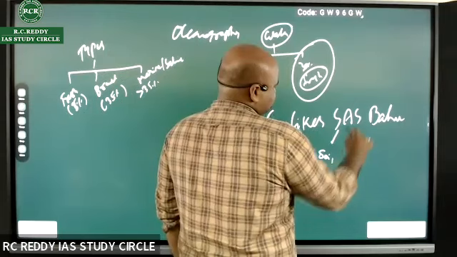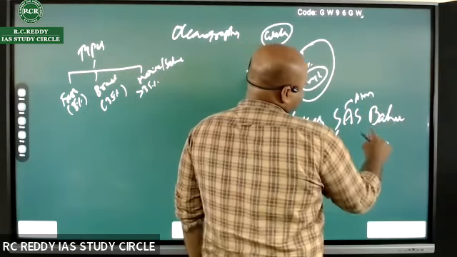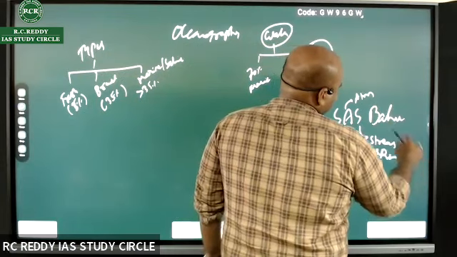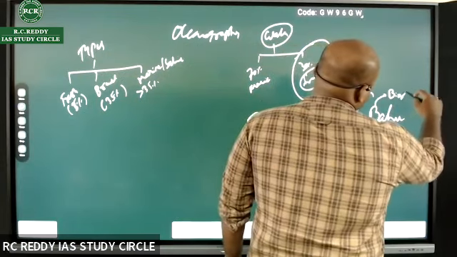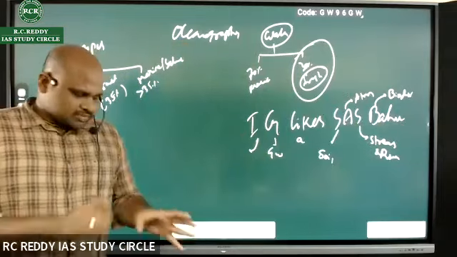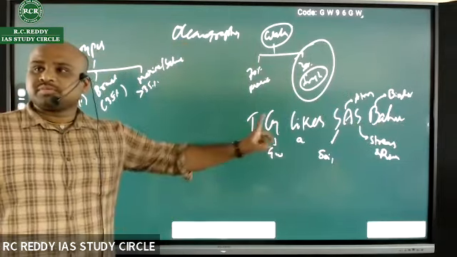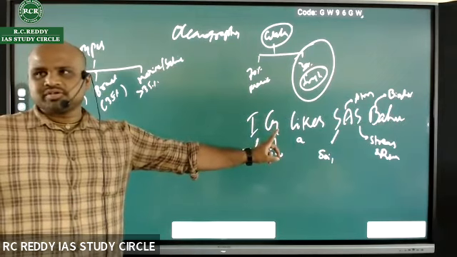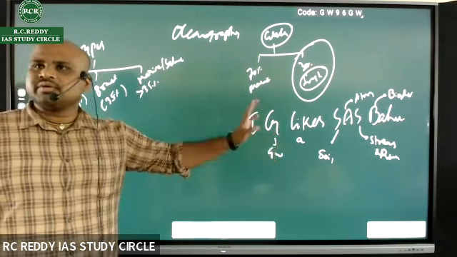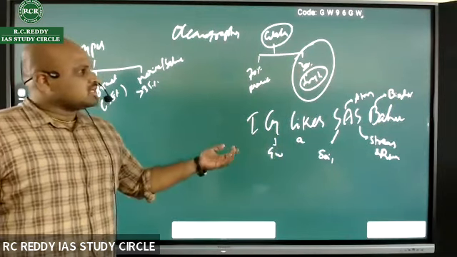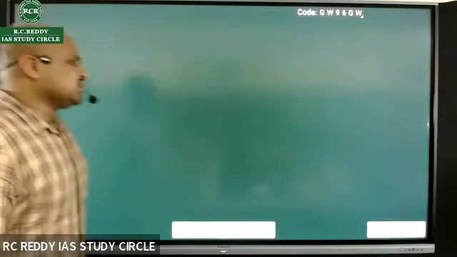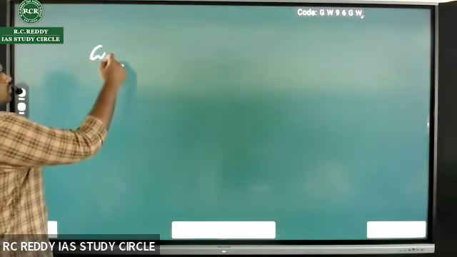So IG likes SAS Bahu: I is ice caps, G is groundwater, likes is lakes, S is soil moisture, A is atmospheric moisture, S is streams and rivers, and B is biodiversity. So when you look at these different aspects, this is what is the contribution, because this particular question was asked in UPSC thrice. And the latest one that we had seen was in 2021.